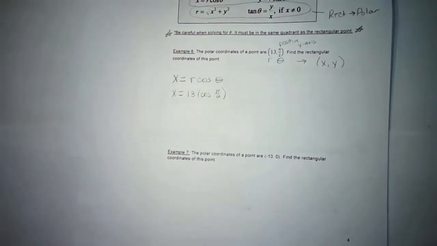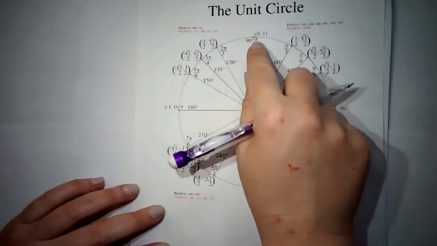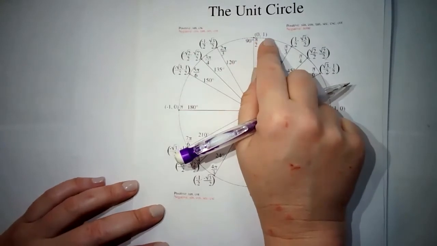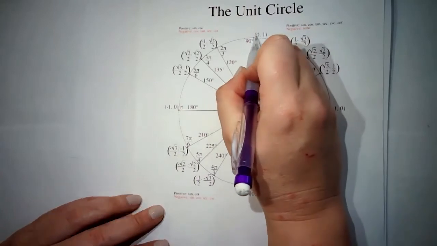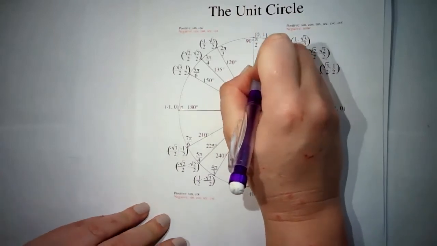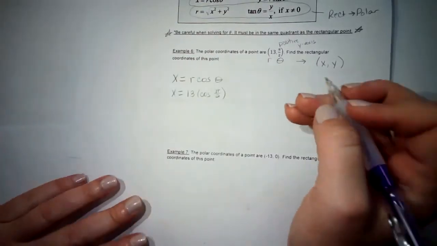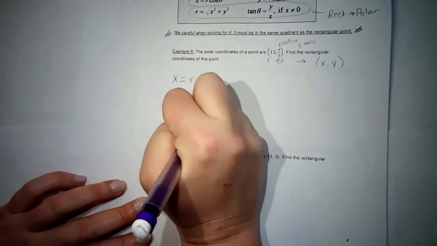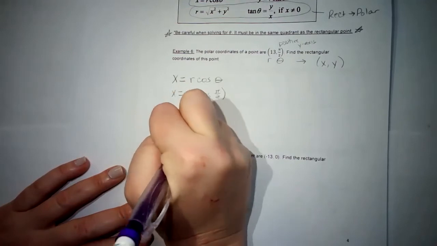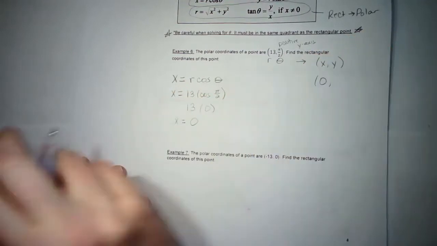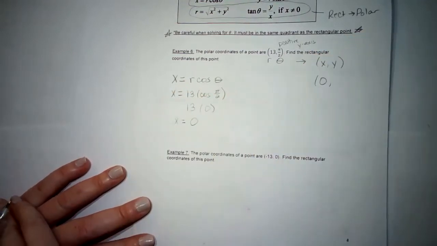Well, you can go to your unit circle. Here's pi over 2. Here's the point. What's the cosine at pi over 2? 0, right? Cosine's x, sine is y, right? So we're going to have 13 times 0. So x is going to be 0 for our answer. Does that make sense how we got that?